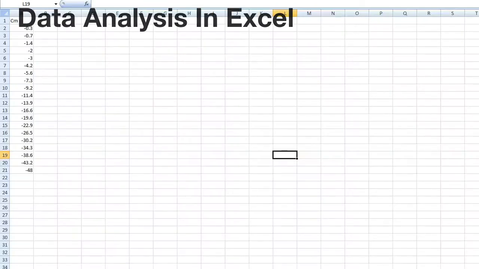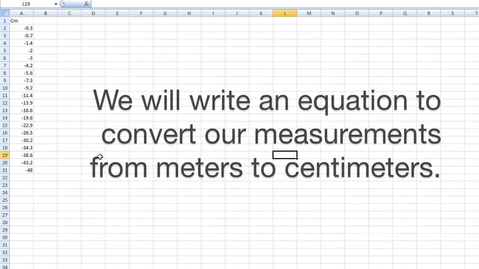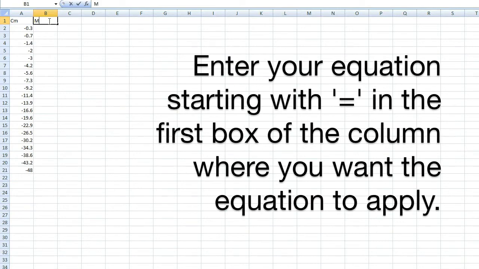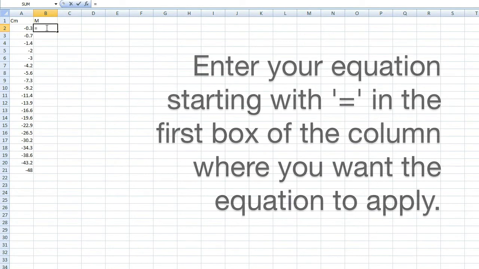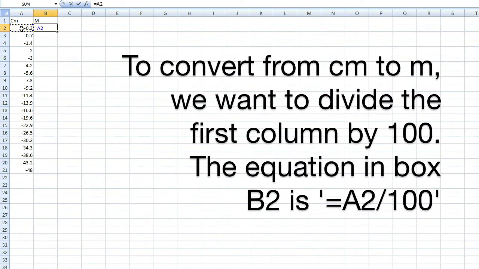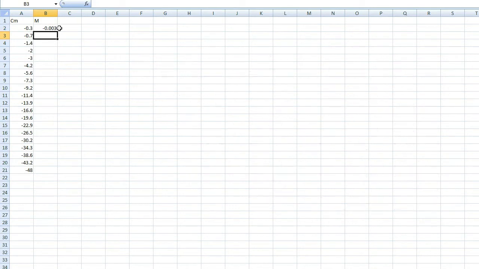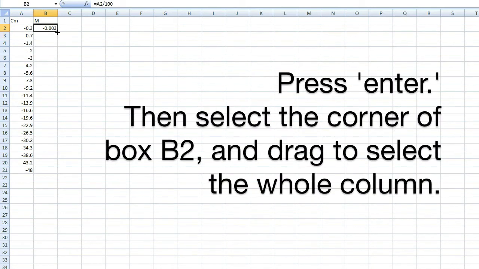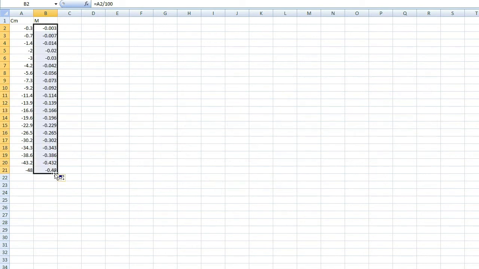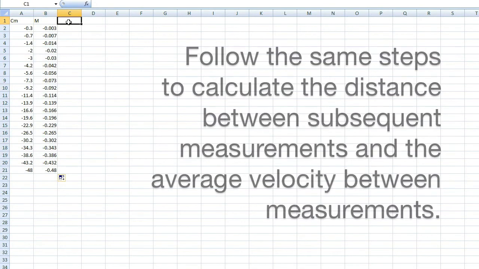Column A has the position measurements from the tape in centimeters. We'll write an equation to convert these measurements to meters. Enter your equation starting with an equal sign in the first box of the column where you want the equation to apply. In this case, we want to divide the first column by 100. The equation we type in box B2 is A2 divided by 100. Press Enter and drag the corner of B2 to select the whole column. This will apply the equation to all the values in column A to populate column B.